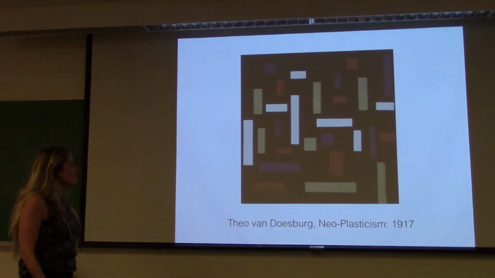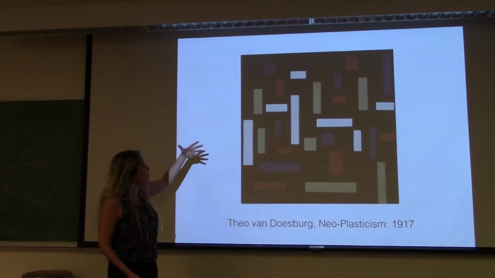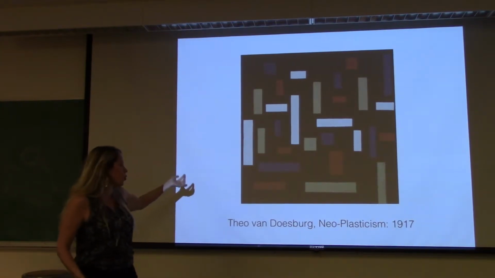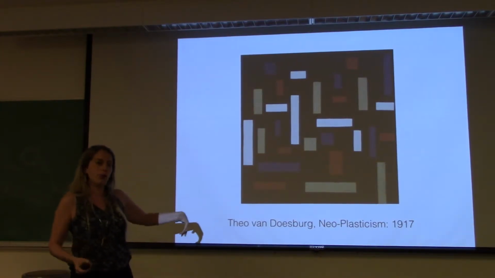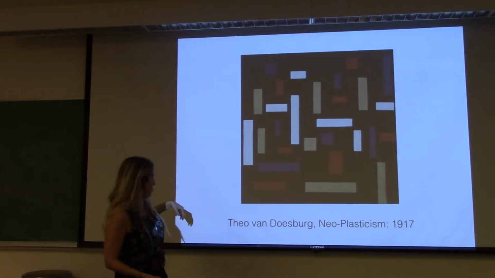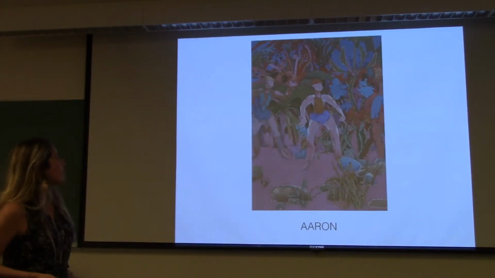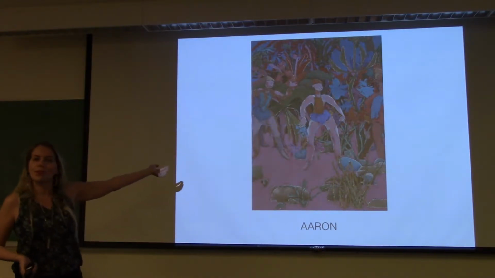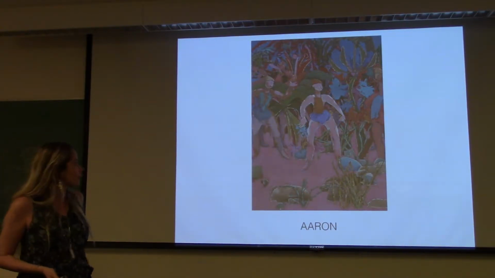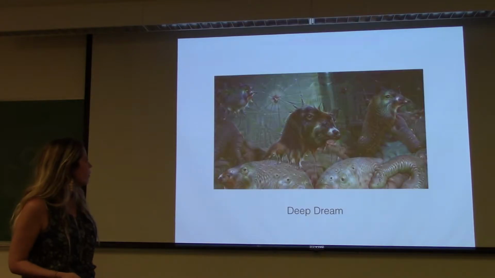Beautiful work. This is another example of exactitude being valued in the human art world. It's a painting by Theo van Doesburg. And this is another example of Aaron's work, which I think is really quite wonderful. A little bit of a later painting.